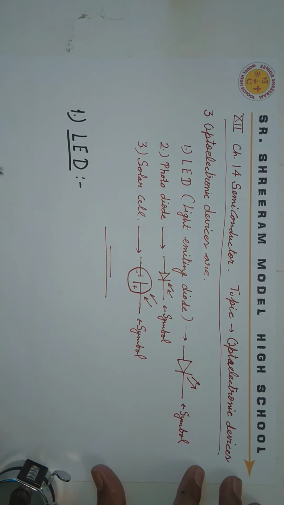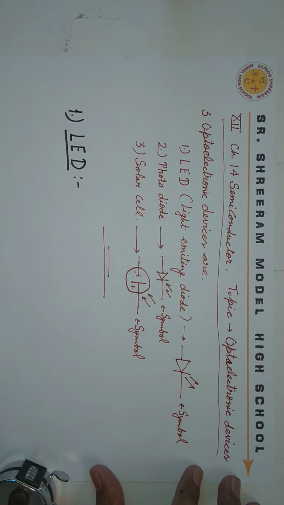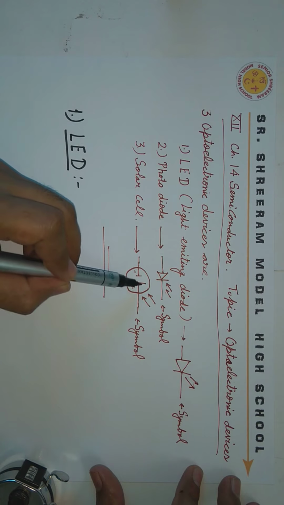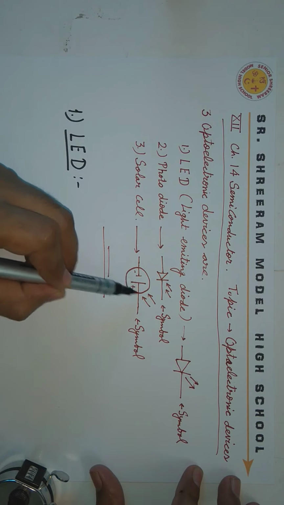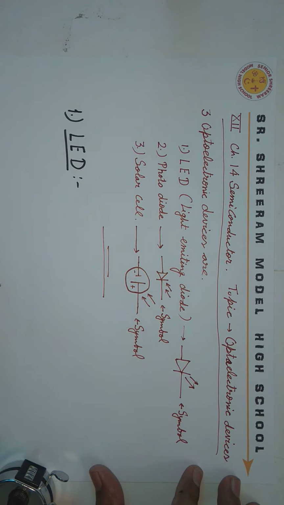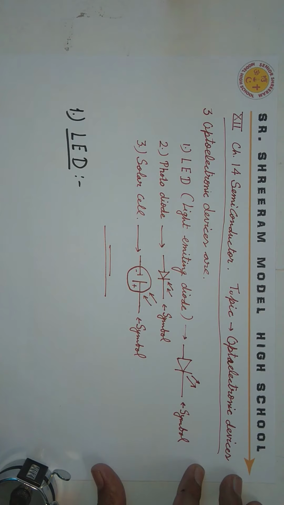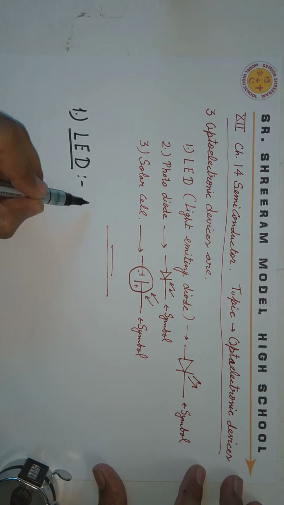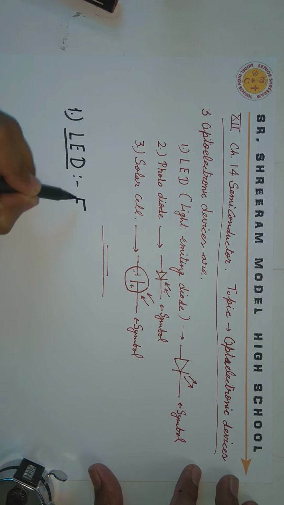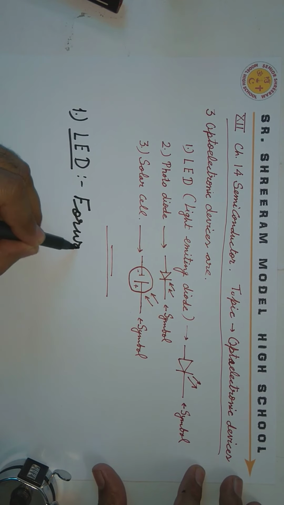And the third device is solar cell. We all know much about it because it's the future. It generates electricity. So as it generates electricity, it is shown by a battery with a circle, and light is falling on it. 2 inward arrows indicate that light is falling on it. So we begin with LED, light emitting diode. So first of all, we must know that this light emitting diode operates in forward bias.